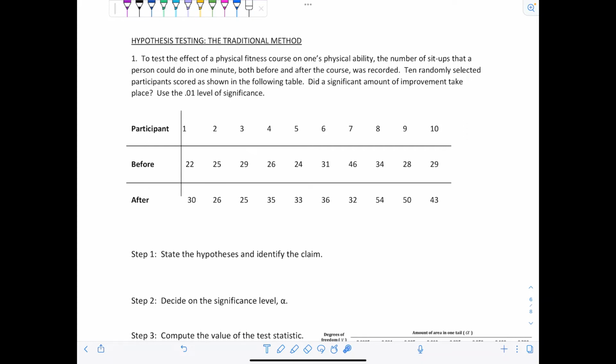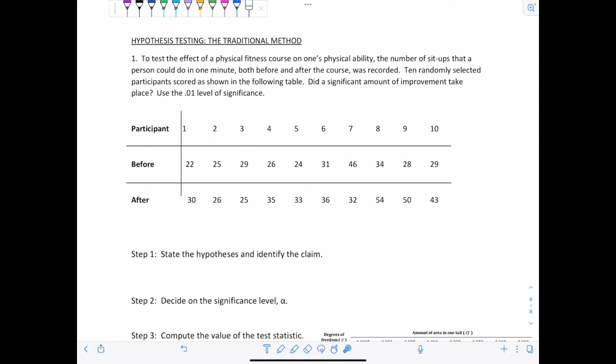Did a significant amount of improvement take place? Use the 0.01 level of significance. So notice our sample size is going to be 10 because we have 10 participants. These people were randomly selected, but these two samples of their number of sit-ups before and after the course are definitely dependent because this is participant 1, right? This is participant 2. So everything's matched or paired. So in a before and after study, you definitely want to use this dependent or matched t-test.